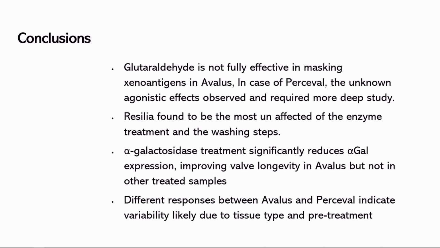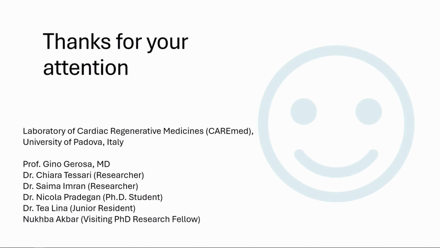So alpha-galactosidase treatment is significantly reducing alpha-gal expression. In some cases it can improve the longevity of these BHVs. We have different responses for different products, so we have to change the conditions for each product when we are doing the pre-treatment. So this was the very preliminary data about the present research.